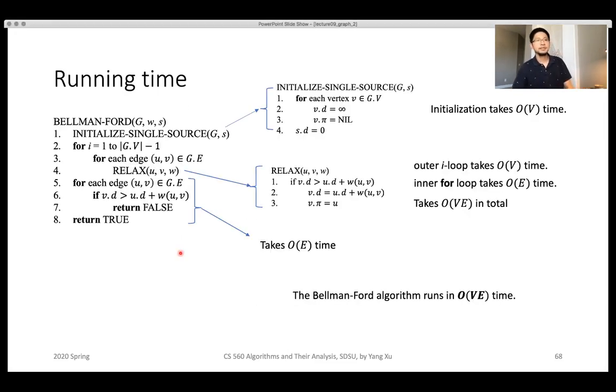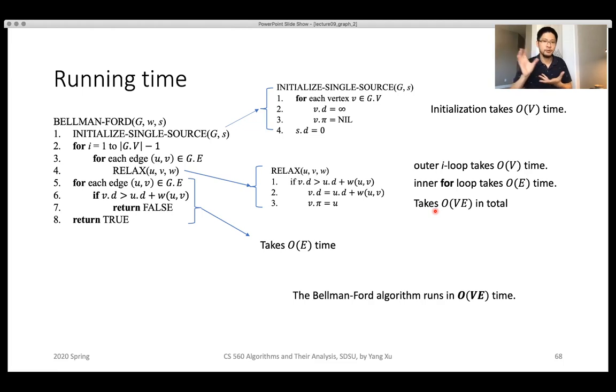Now let's quickly look at the running time of the Bellman-Ford algorithm. It's a quite straightforward analysis. Line 1 is an initialization that iterates over all the vertices, so it'll take big O of V time. Lines 2 to 4 are the main body where the relaxation happens. There are two for loops. The outer for loop will take big O of V time, because it iterates over all V minus 1 passes. And each inner for loop iterates over all the edges, so each inner for loop takes big O of E time. So in total, it's big O of V times E running time.